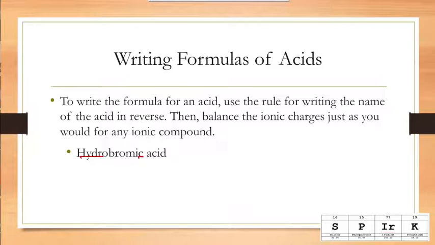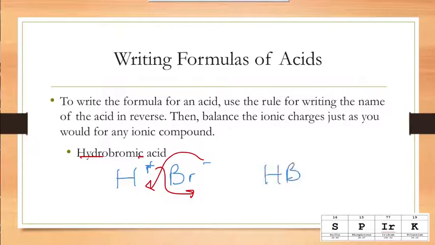we can write the formula for this by saying H+, because all acids are going to have H+, and our bromide ion is negatively charged, Br-. Then just like we did when we were naming ions, we're going to crisscross those charges, and we're going to end with HBr, or hydrobromic acid.